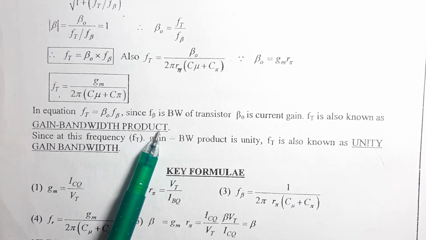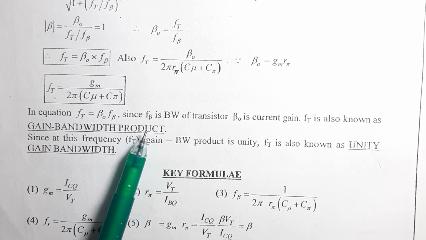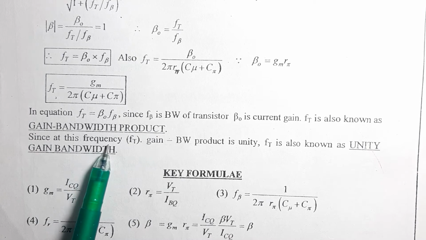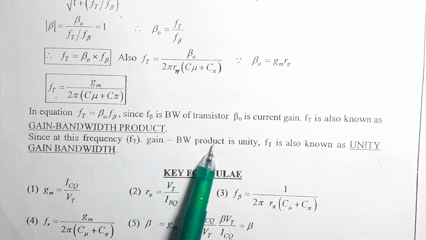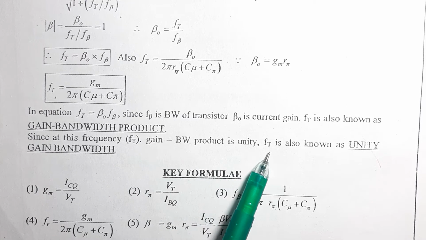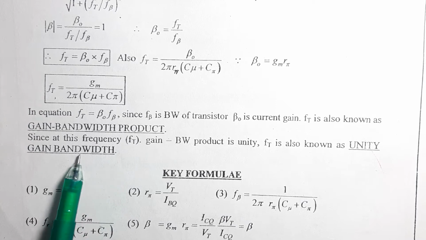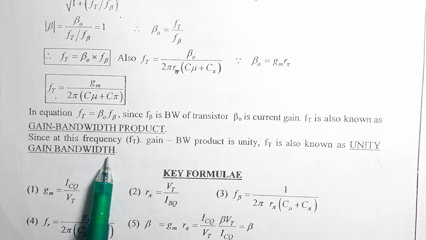So this is one of the important terms that might come up in the exam, or a simple numerical can also be expected on this gain bandwidth product. Now since at this frequency the gain, that is the gain bandwidth product, is unity, fT is also known as the unity gain bandwidth. So this is an important term from the viva perspective.